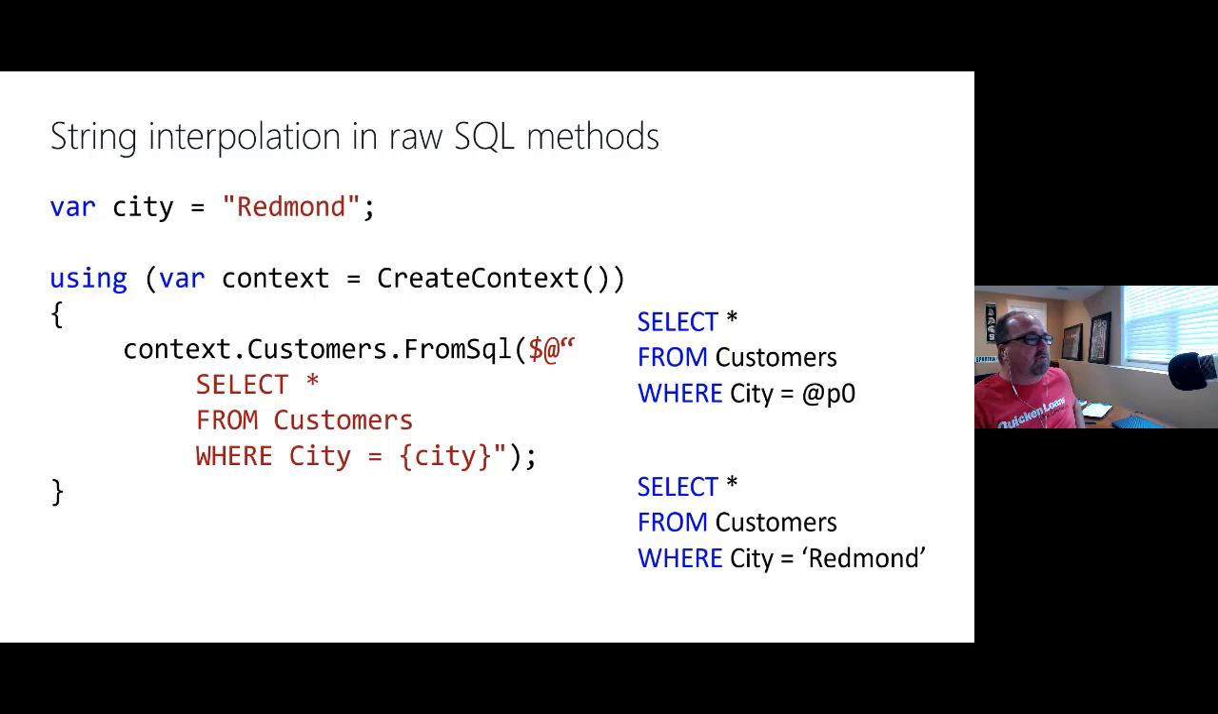So when it goes over to SQL Server, it will take that and put Redmond into it. Now you're probably thinking, well, that looks like SQL injection. Yes and no. I do say you have to be careful when you use string interpolation in raw SQL methods, but Entity Framework will take care of some of the past issues with SQL injection. So it's much safer.